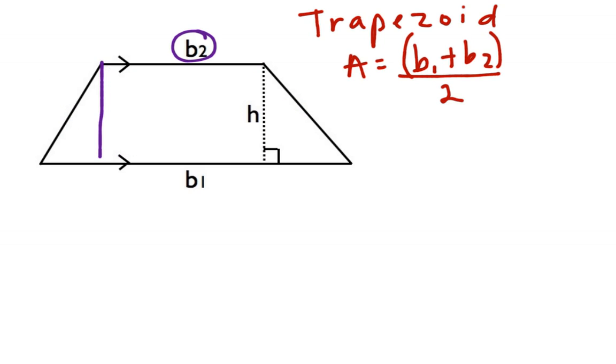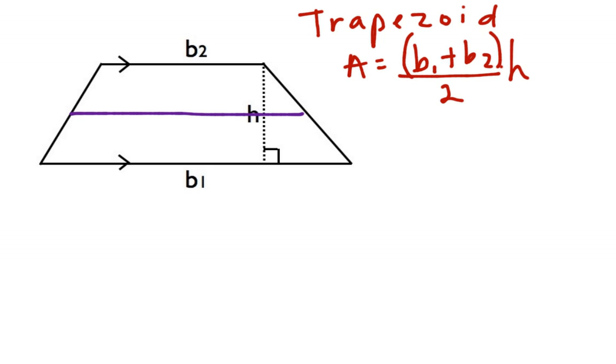So you can't take base 1 or base 2 by themselves. You have to average them, which is the same as saying, let's take a line that's right in the middle, and that would be a better line. It's halfway in between. The way you calculate that is to add B1 plus B2 and divide by 2, and then you're going to multiply that by H.